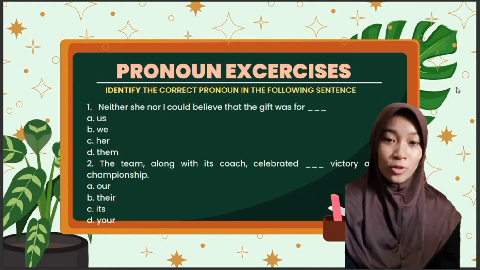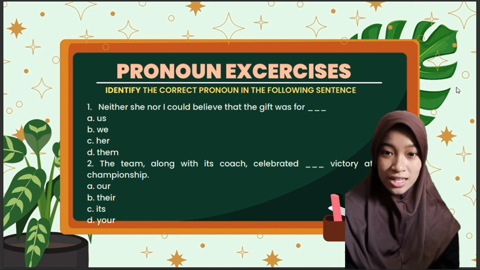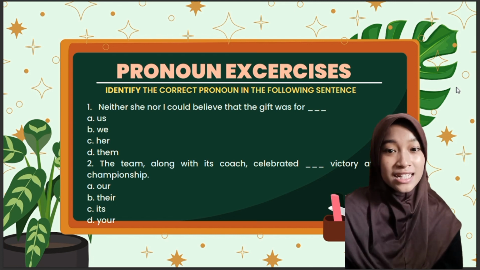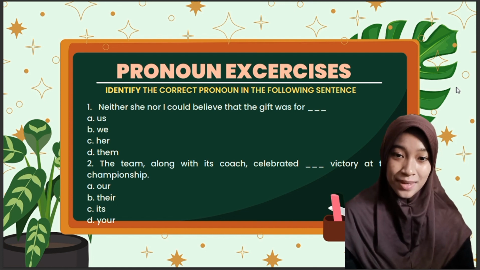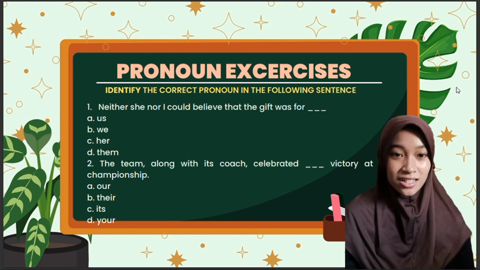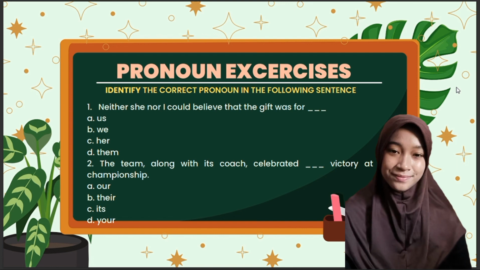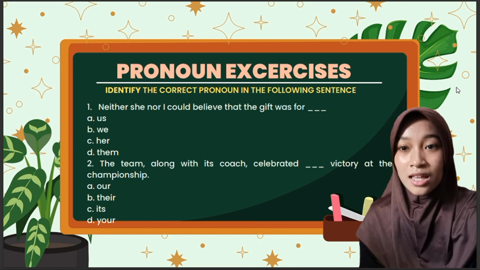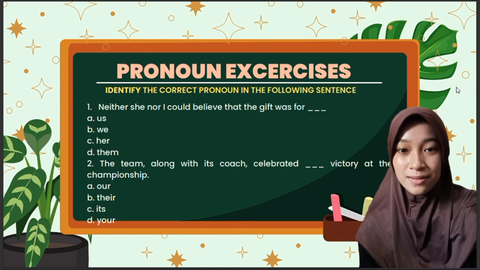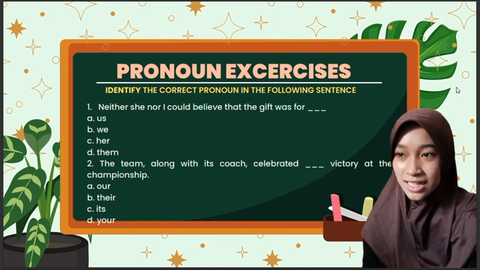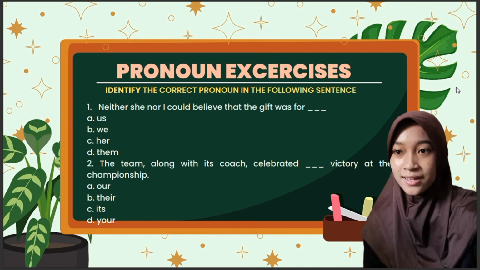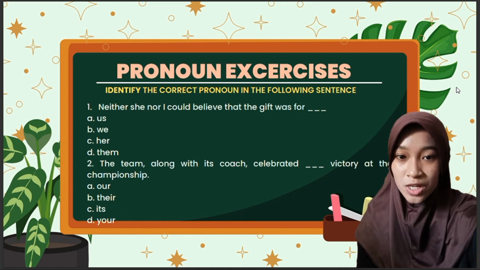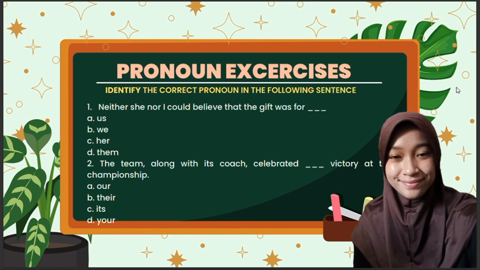So the first question. Neither she nor I could believe that the gift was for A. Us, B. We, C. Her, and D. Them. The correct answer is A, or us. In this sentence, the pronoun is needed as the object of the preposition for when combining she nor I. The appropriate pronoun to use is the object form, which is us.